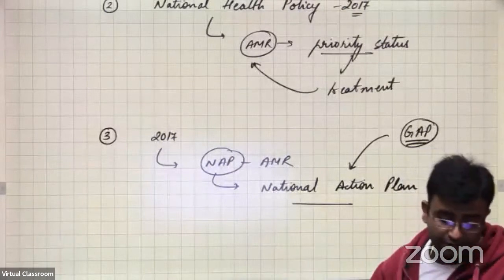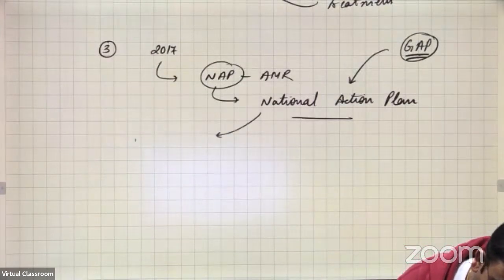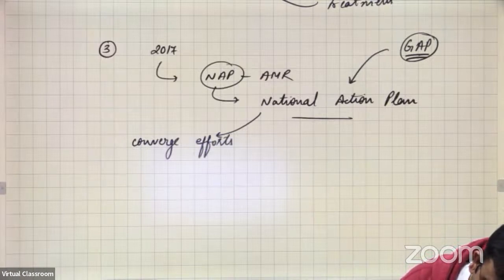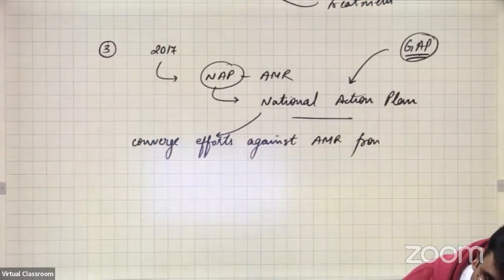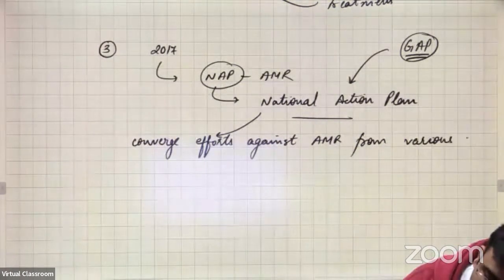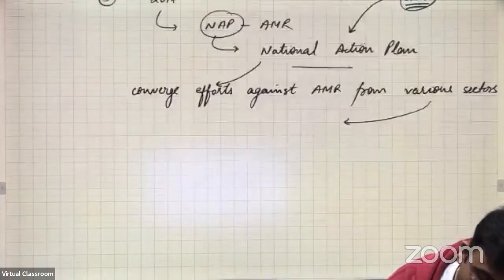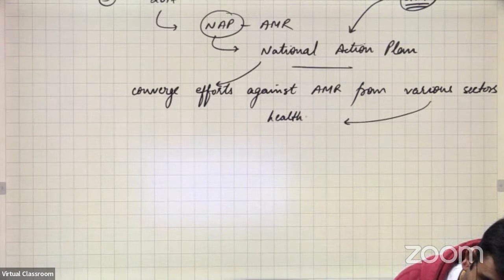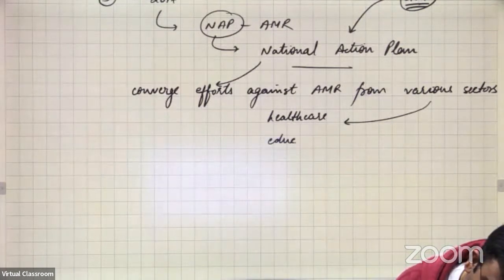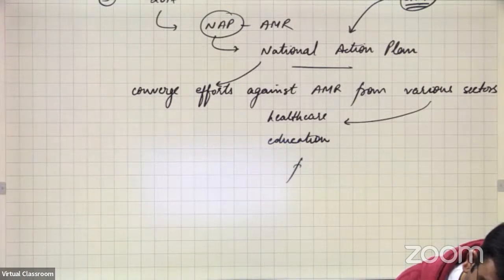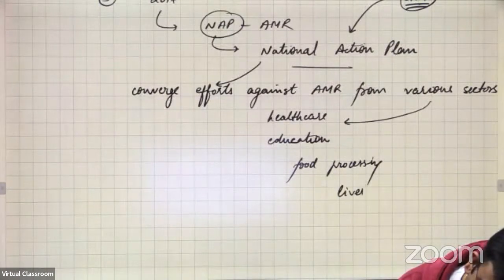All right, and it has resulted in this National Action Plan, which converged efforts against antimicrobial resistance from various sectors. What sectors are included? Very important, pay attention. Health care, education, food processing, livestock, all right, and fisheries.